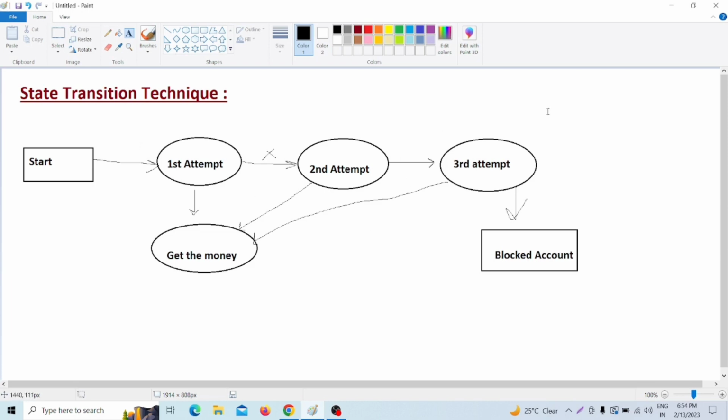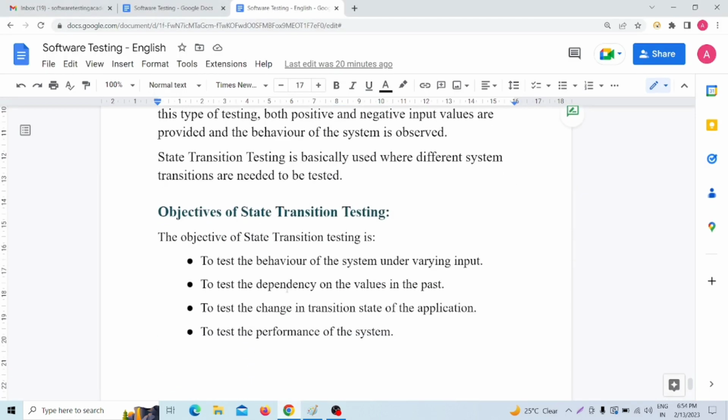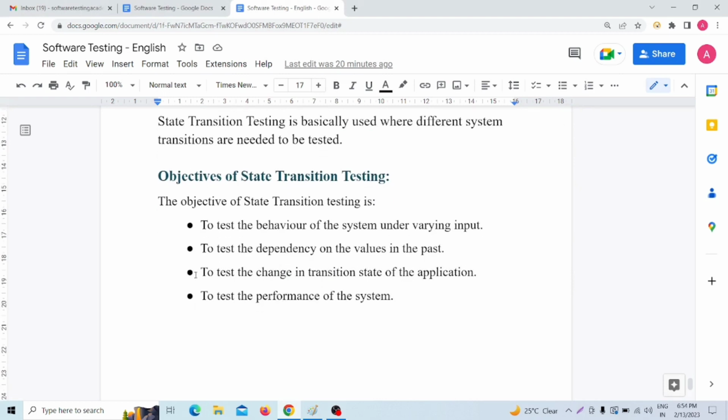Now coming to the next topic, what are the objectives of state transition testing? What is the advantage? What is the objective? The first objective is to test the behavior of the system under varying input. If we put some varying input values, then we have to test how our system is behaving. What is the system behavior? So this is the first objective we have to test.